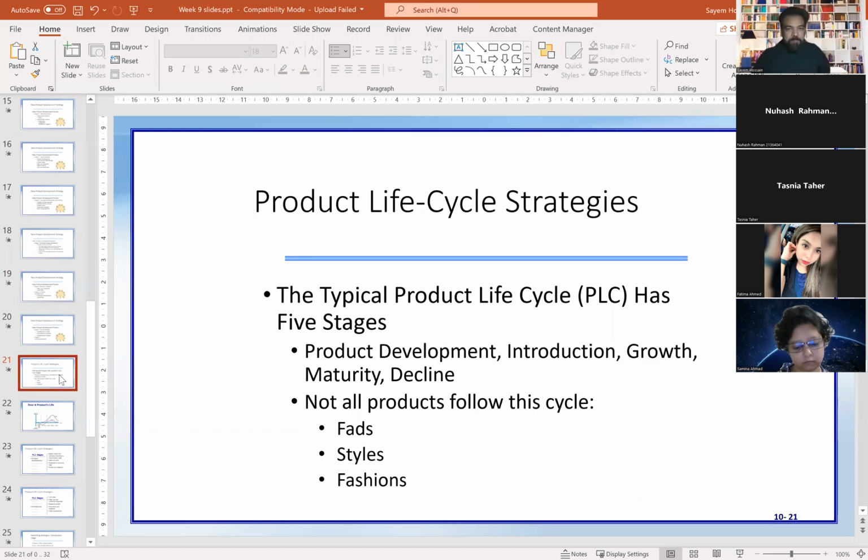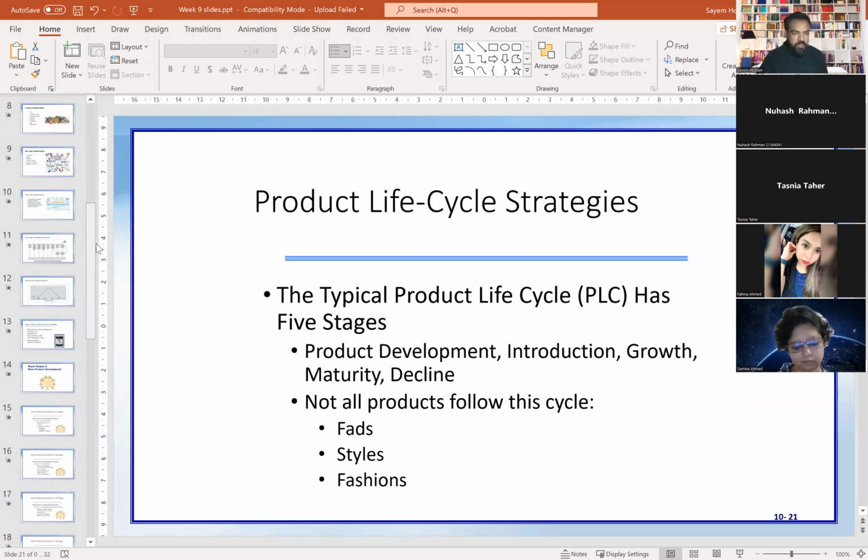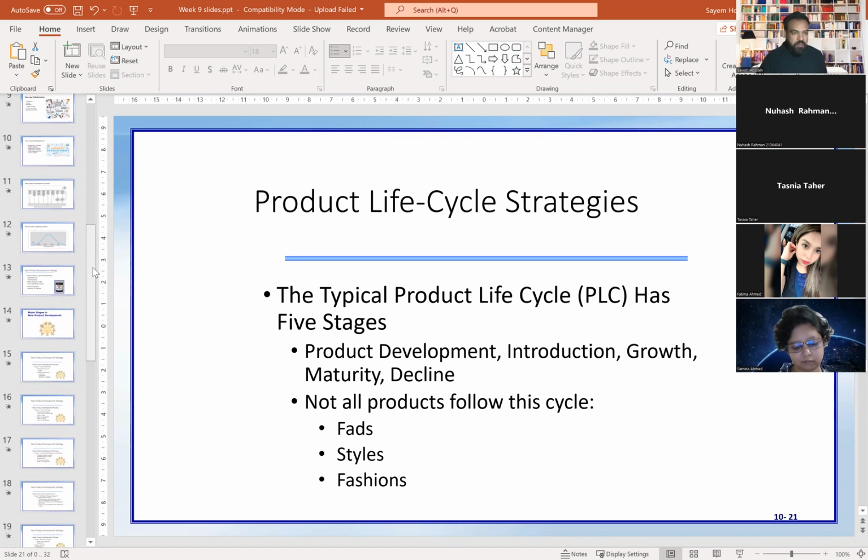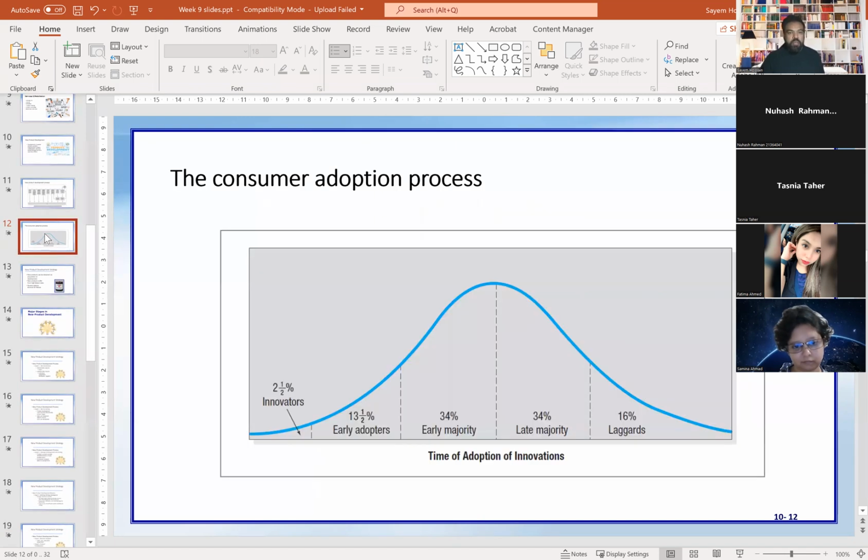Okay. So we're just going to talk about product life cycle strategy now. This is also a very important concept, but I'll just go back to that probably after this. No, maybe let's just go back to this diagram here that we were just talking about.